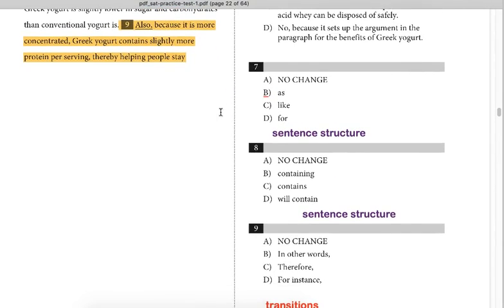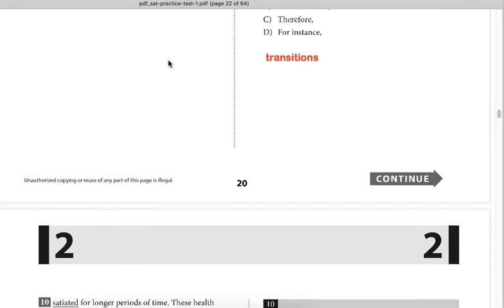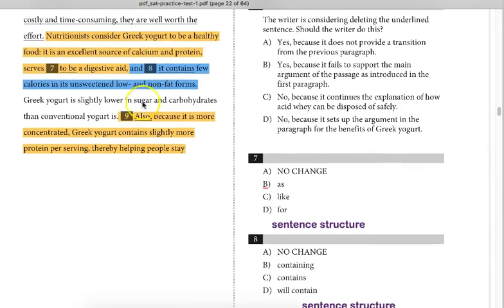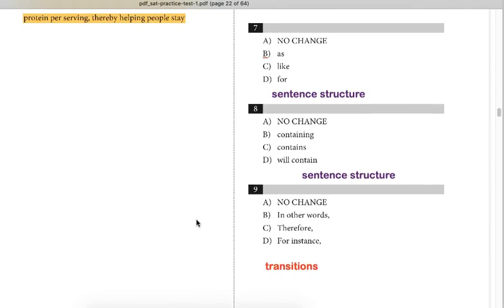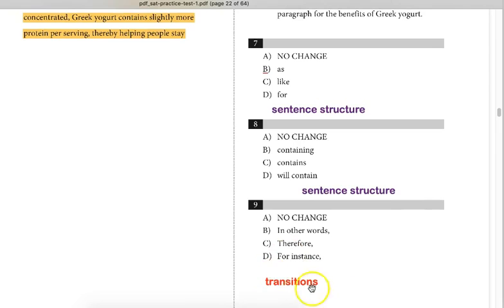Number 9. Also, because it is more concentrated, Greek yogurt contains slightly more protein per serving, thereby helping people stay, and the last line here will be satiated. Okay, but this is the key here. And again, the SAT will focus on this word also. Yeah, also. This is what's called a transitional element. It is a way of connecting the thoughts before this sentence with the thought in this sentence. And the exam makers want to see if you understand the concept of transition.